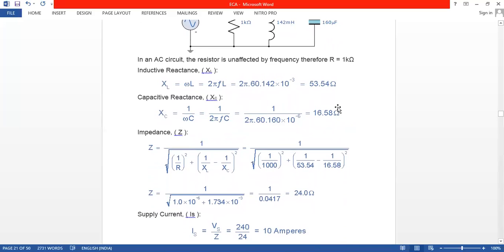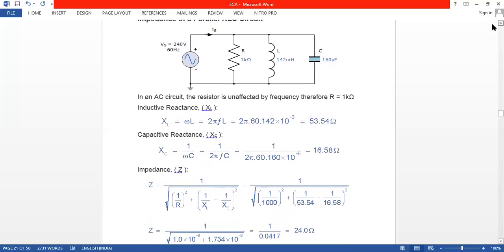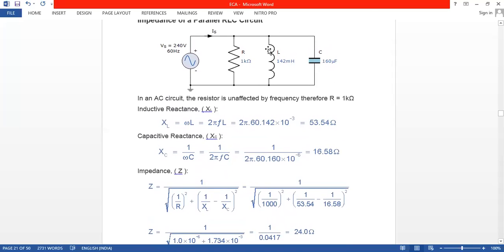We have to calculate XC. Now, an objective type question will be asked: what is this circuit name? If a circuit contains only resistors, then it is called a resistive circuit. If a circuit contains resistor, inductor and capacitor, whether this circuit is inductive or capacitive, we have to guess. Anyone tell me, is this inductive or capacitive?